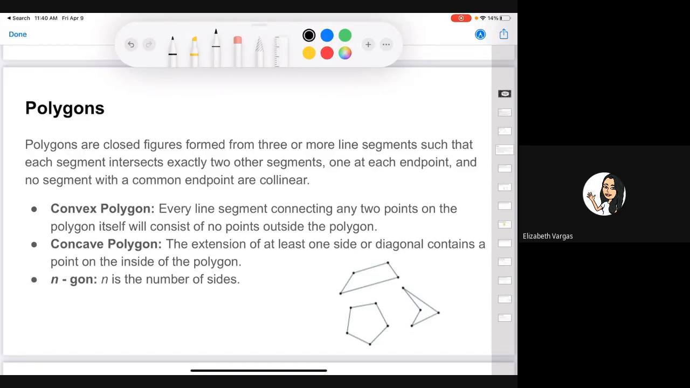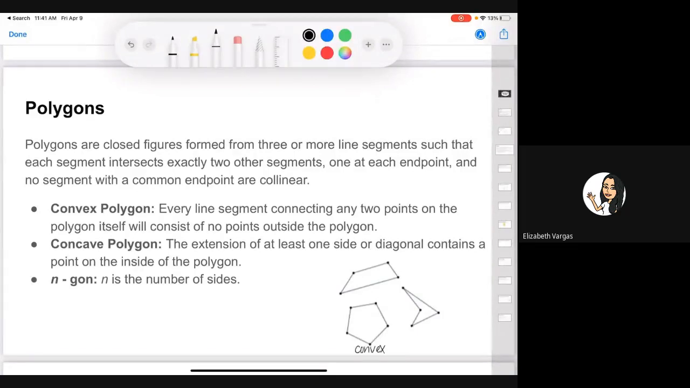Convex polygons are basically going to be polygons like this. This is our convex polygon, where every line segment connecting any two points on the polygon itself will consist of no points outside the polygon. So basically, all those line segments connect one point to the next point, one point to the next point, and so on and so forth.